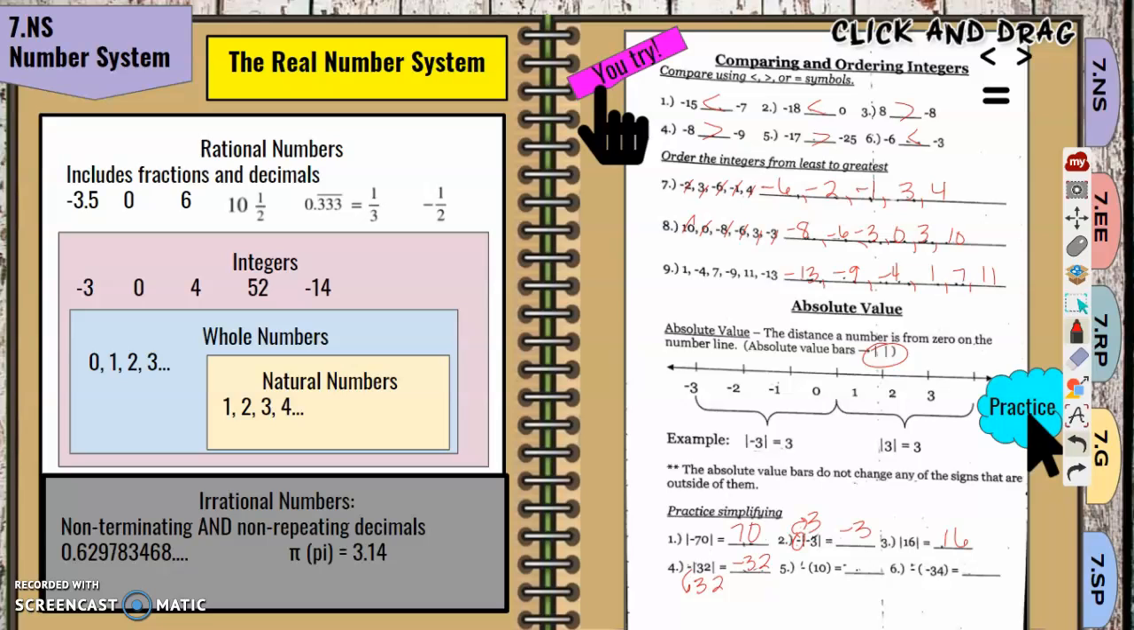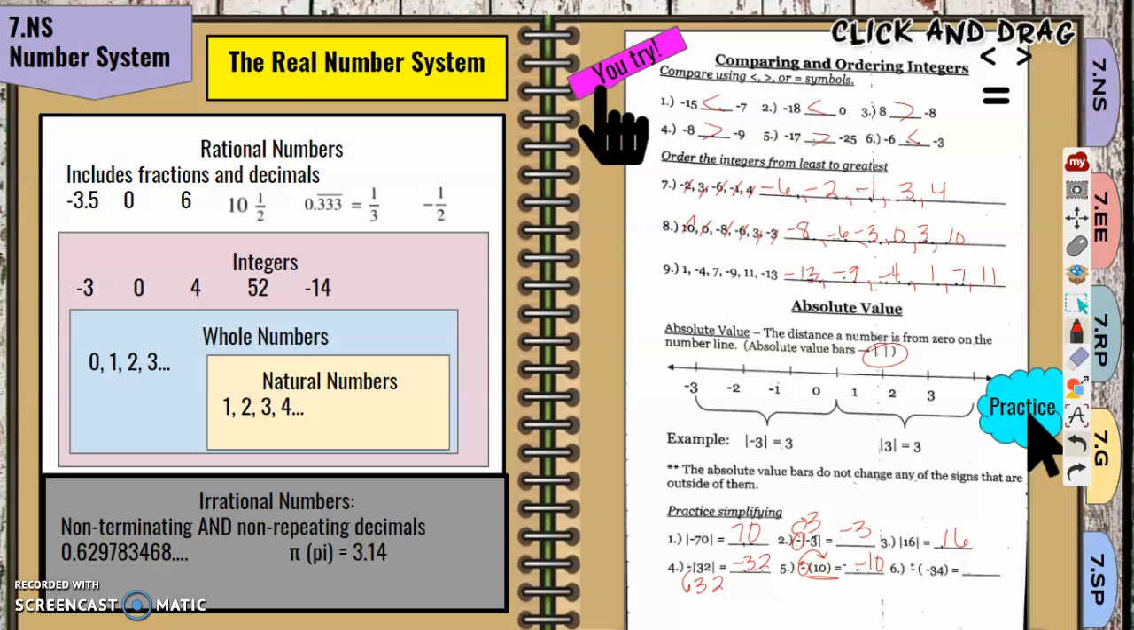5 and 6 are a little bit different. It's not absolute value, it is parentheses. So with parentheses, you just look and see if anything can be done inside the parentheses. All I have is 10. I can't do anything to that. So I'm going to take the opposite of 10, which is negative 10. That's not the same thing as absolute value. Those are different. That's why I put this on here so you could see the difference.